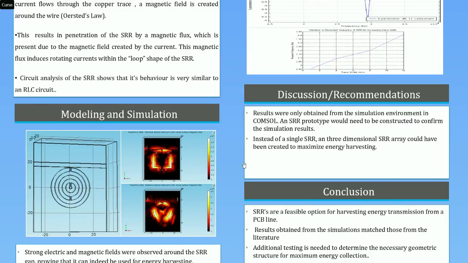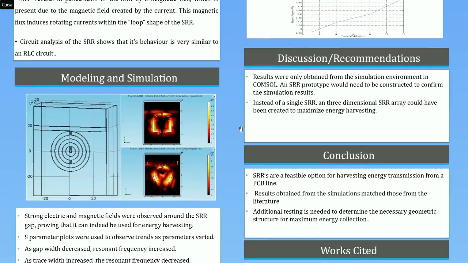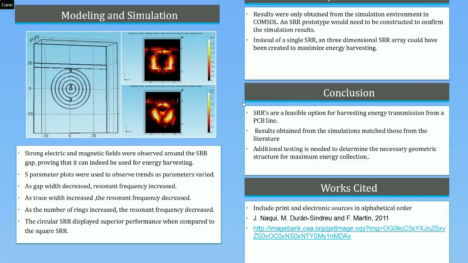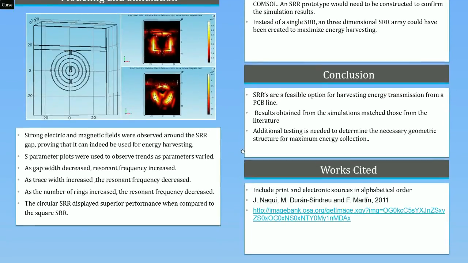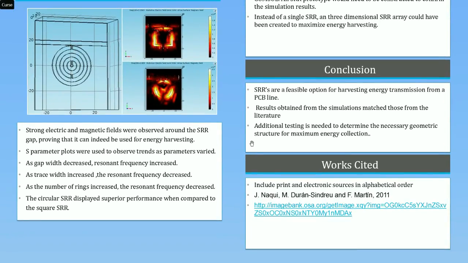And instead of a single SRR, a three-dimensional SRR array or a larger array could have been created to maximize energy harvesting. In conclusion, a split ring resonator is indeed a feasible option for energy harvesting from a PCB transmission line. The results obtained from the simulations did match those of the previous literature done on the subject area. It was also concluded that additional testing was needed to determine the necessary geometric structure for maximum energy collection.